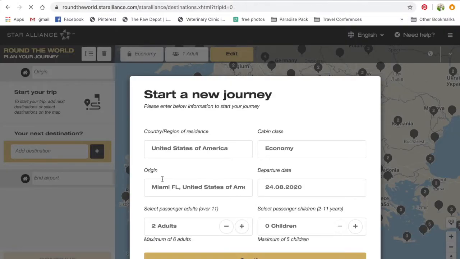Generally, the rules are very similar. You can only go in one direction, and you can only cross the Pacific or Atlantic once, and then you also must start and end your trip in the same country. And that's what makes it a round the world trip ticket. They also sometimes have a restriction on the amount of segments you're allowed to have, the amount of flights you're allowed to have, how many flights you can have in portions of the world, and that can add some complications.